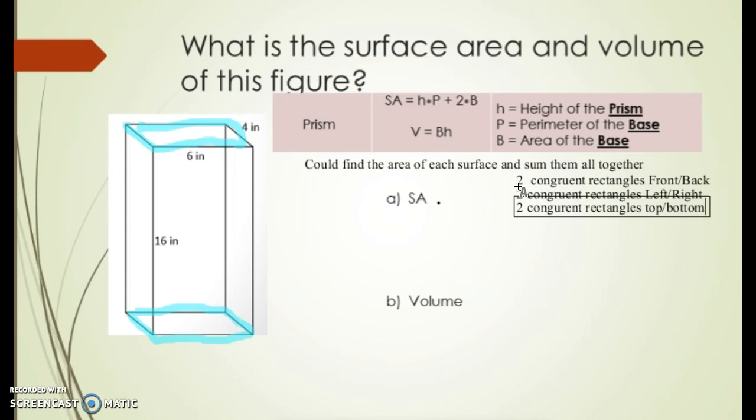So you could find, like I said, the area of each rectangle. Top and bottom are 6 by 4, 24, 24, that's 48. Left and right is 12 by 4.